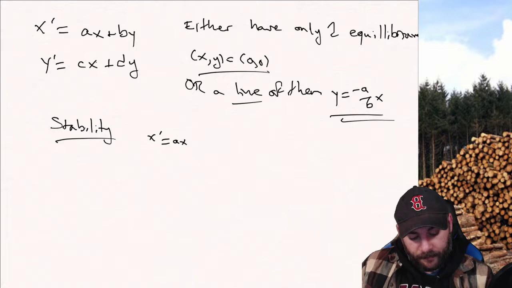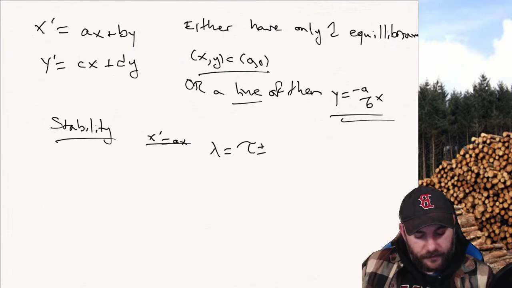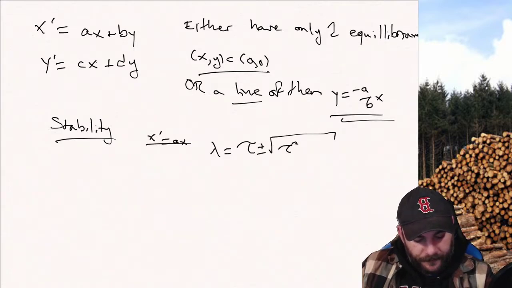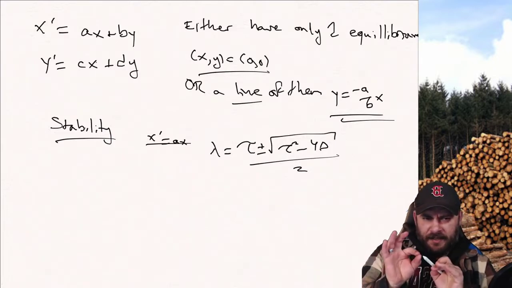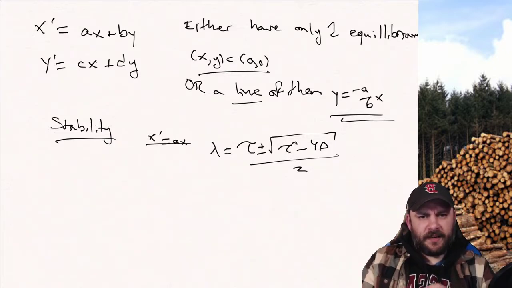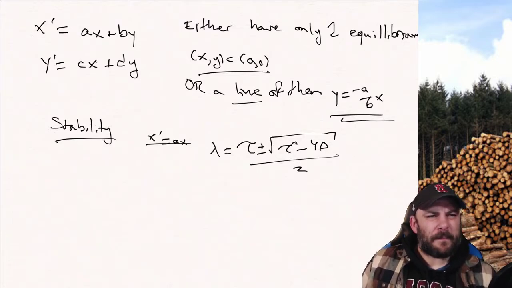Here, it's much more complicated because we've got these lambdas of the form trace plus or minus the square root of trace squared minus 4 delta, all over 2. Specifically, there are 2 of them now. So we have stability in 2 different directions at once, and we need to understand what that means.